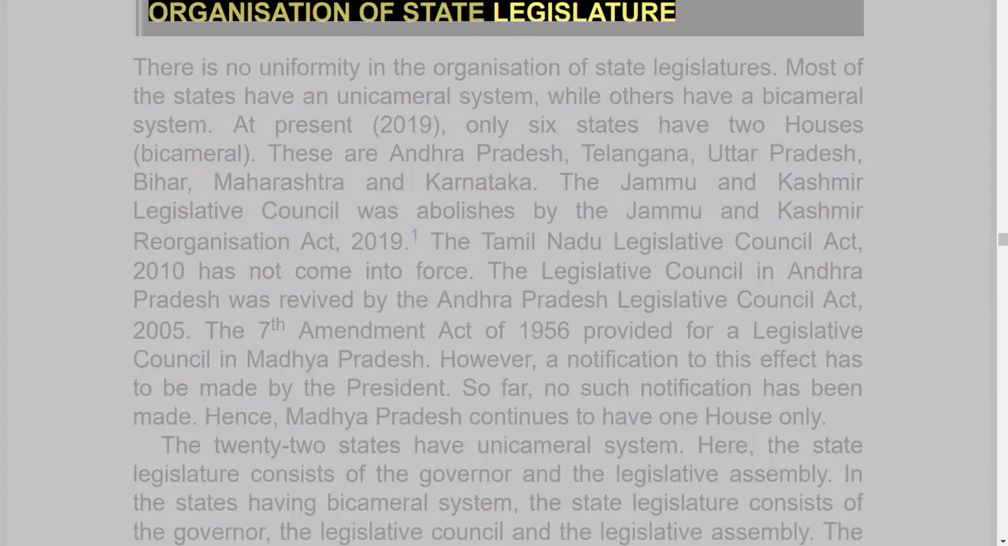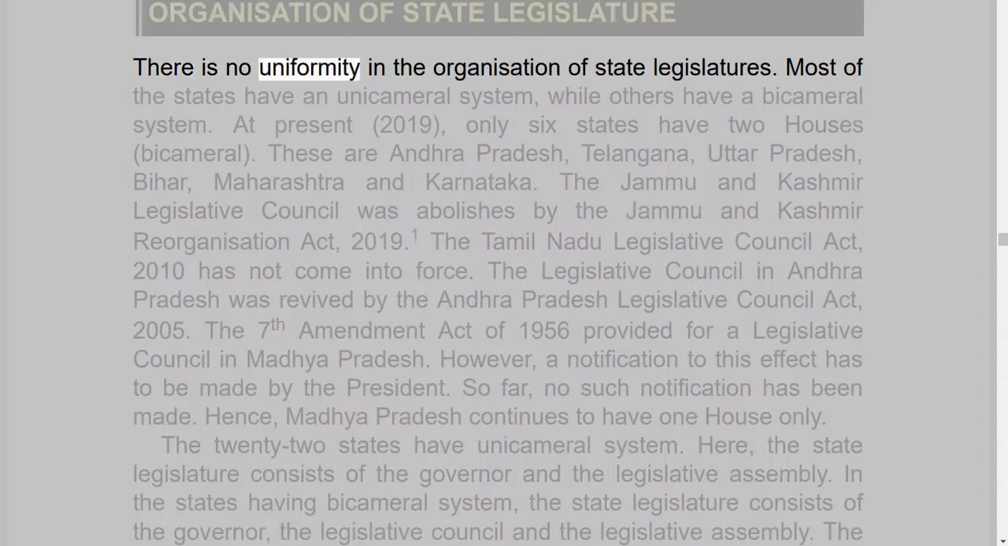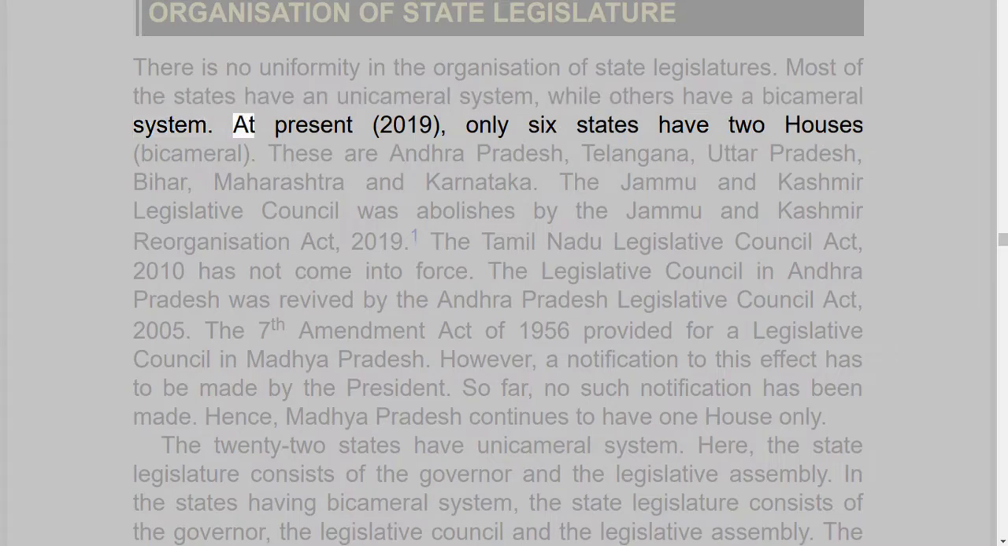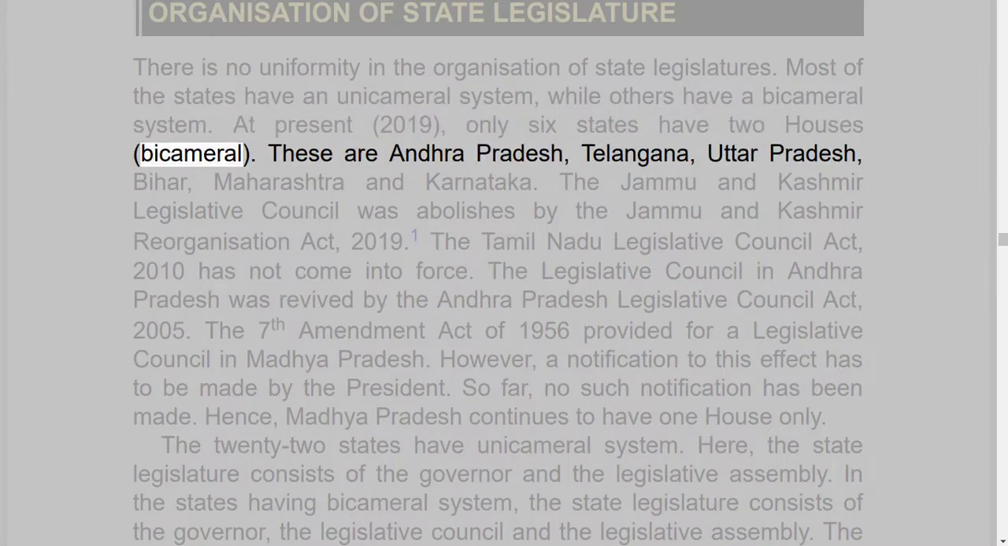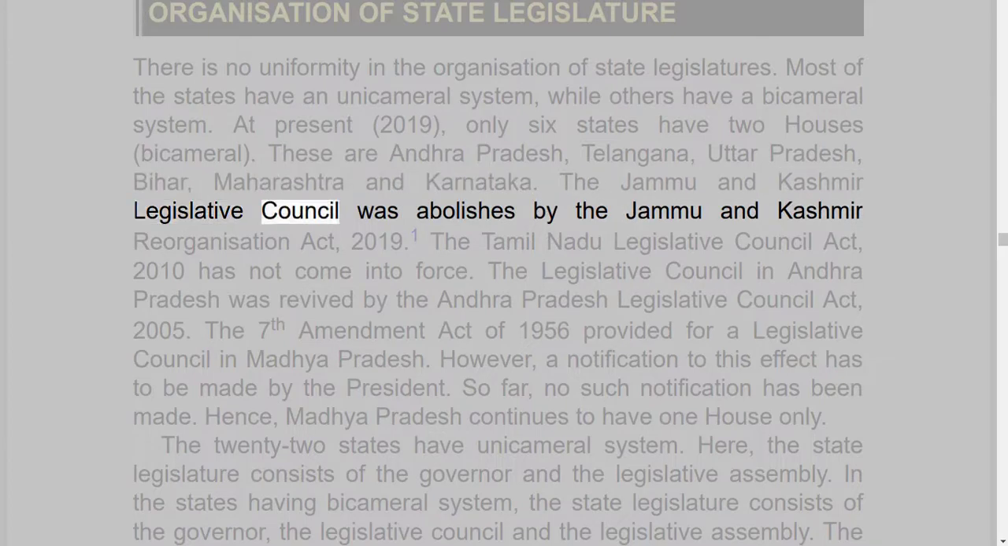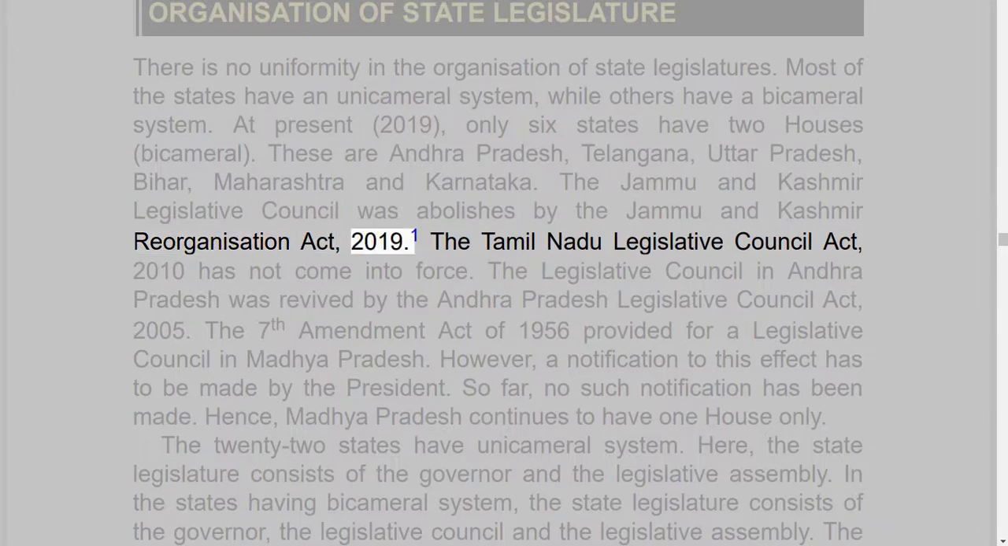Organization of state legislature. There is no uniformity in the organization of state legislatures. Most of the states have a unicameral system, while others have a bicameral system. At present, 2019, only 6 states have 2 houses, bicameral. These are Andhra Pradesh, Telangana, Uttar Pradesh, Bihar, Maharashtra and Karnataka. The Jammu and Kashmir Legislative Council was abolished by the Jammu and Kashmir Reorganization Act, 2019.